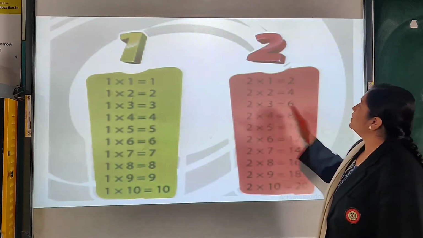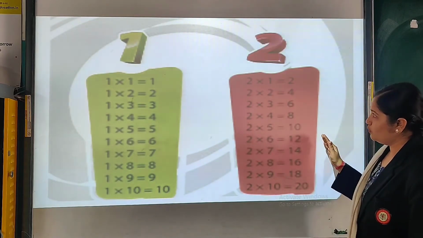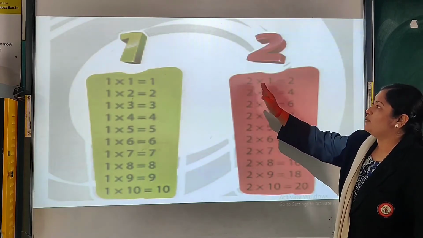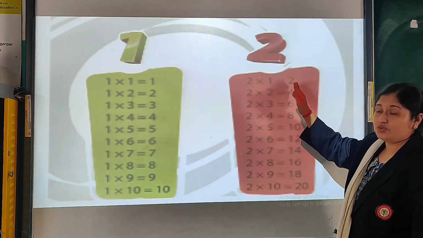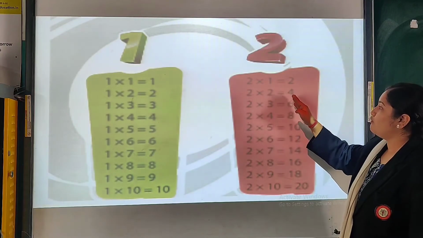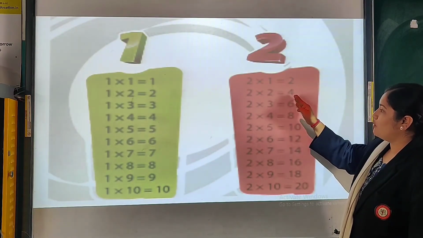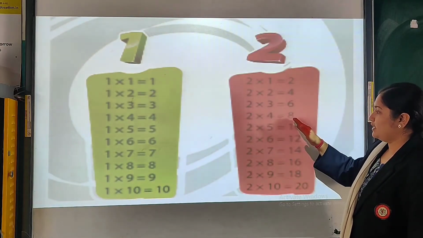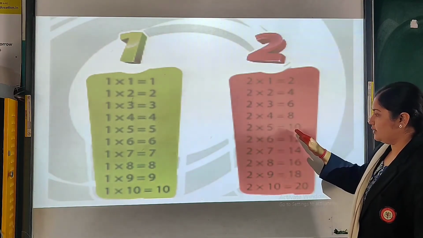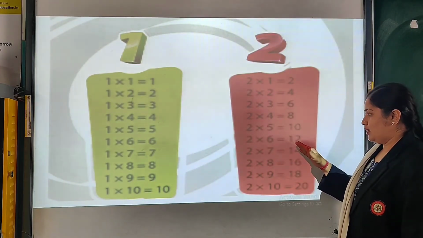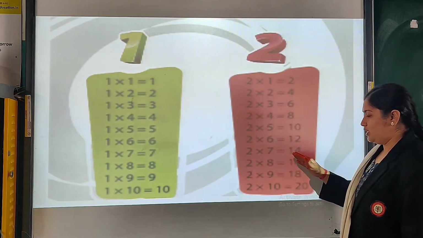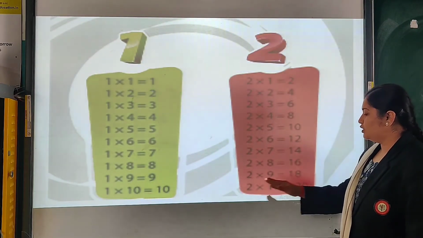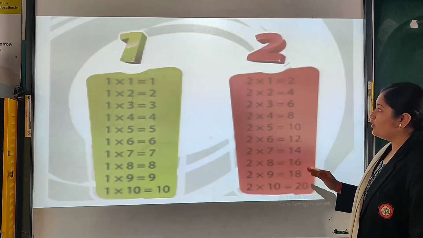Then continue with the second table, number 2. Okay. 2 ones are 2. 2 multiplied by 1, the answer will be 2. Then 2 twos are 4. 2 threes are 6. 2 fours are 8. 2 fives are 10. 2 sixes are 12. 2 sevens are 14. 2 eights are 16. 2 nines are 18. 2 tens are 20. Right?